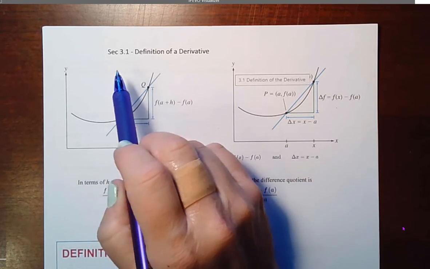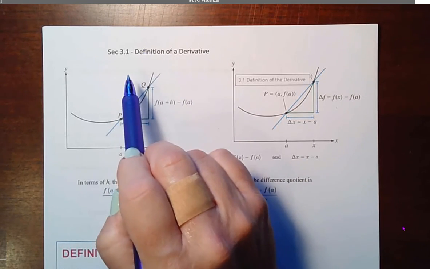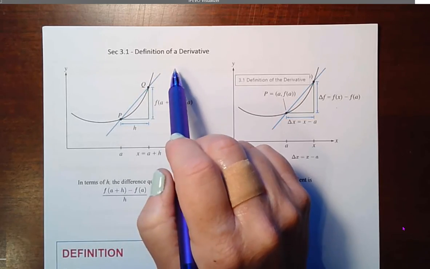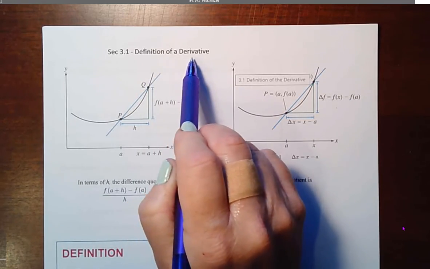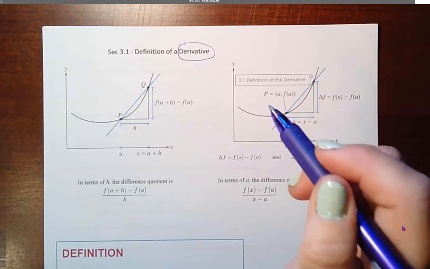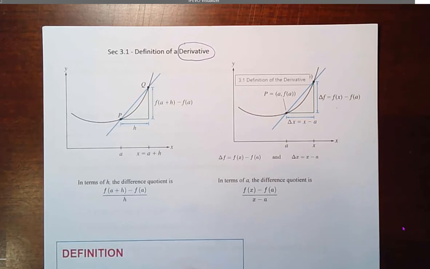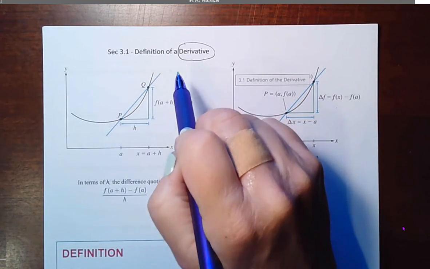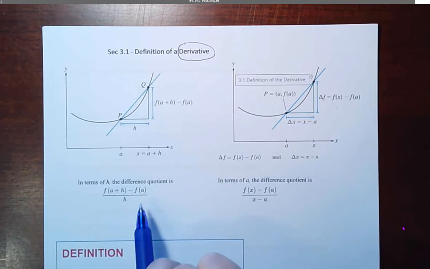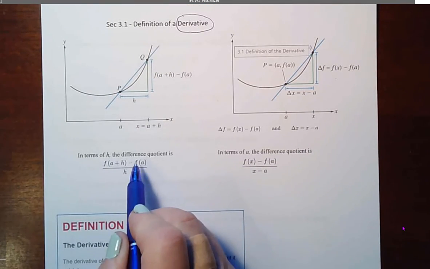Today we are starting chapter 3, which is the definition of a derivative, one of the fundamental concepts in calculus. First of all, what is a derivative? Well, we're going to be describing exactly what that is and what it represents in this section. It is based upon the difference quotient, and we've seen the difference quotient.